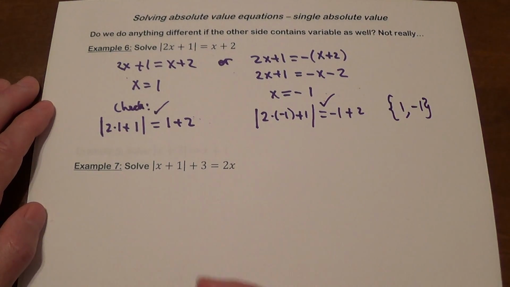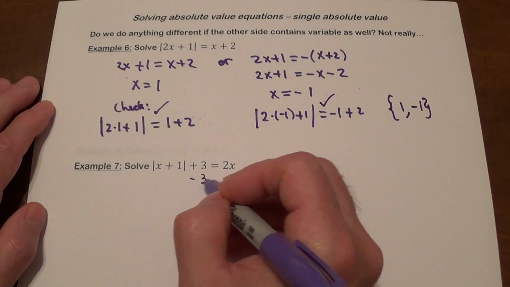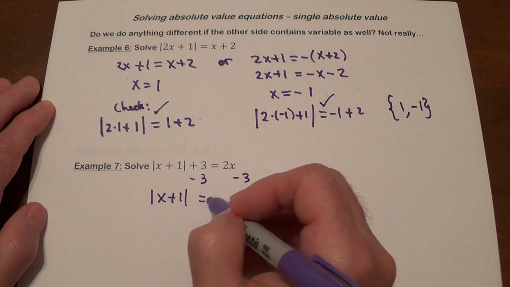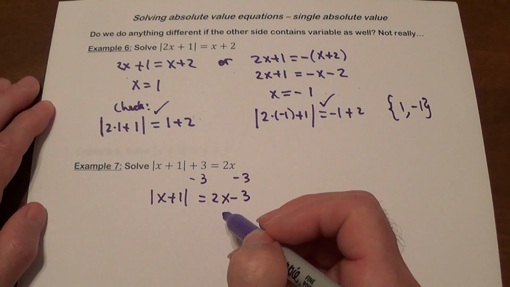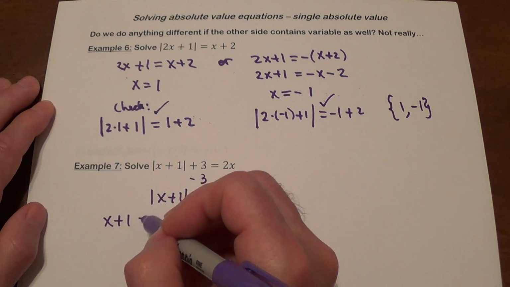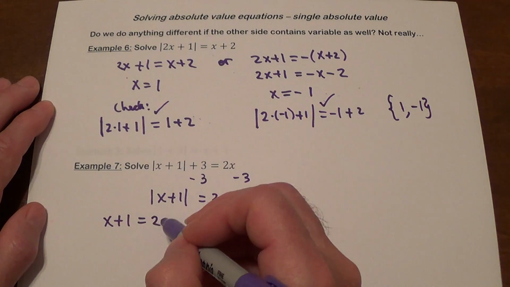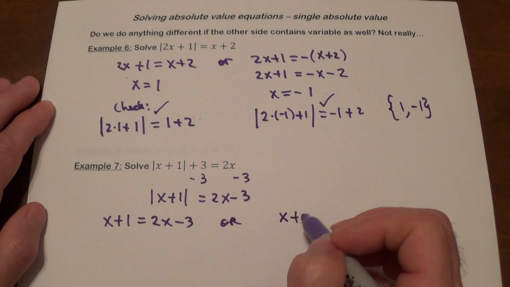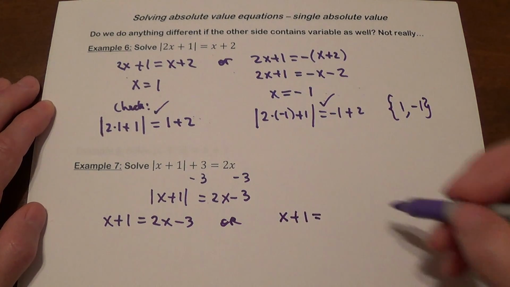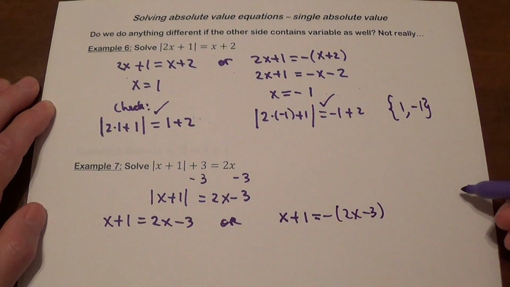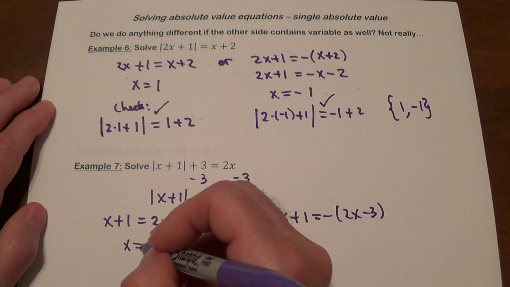This next problem, we need to move the 3. It's going to give us the absolute value of x plus 1 equals 2x minus 3. And we're going to write two equations. So x plus 1 equals 2x minus 3, or x plus 1 equals negative quantity 2x minus 3. So this equation, you solve it, you're going to get x equals 4.